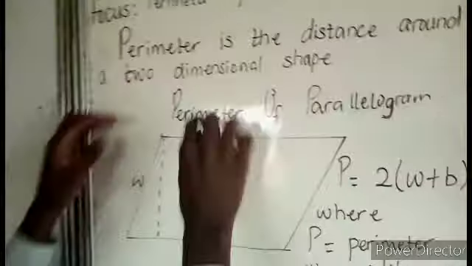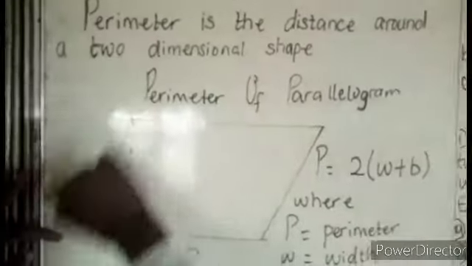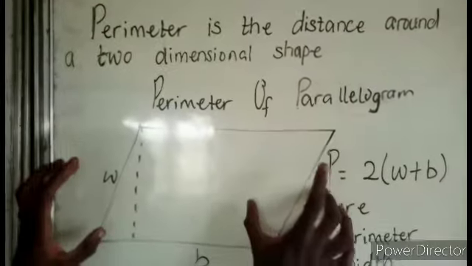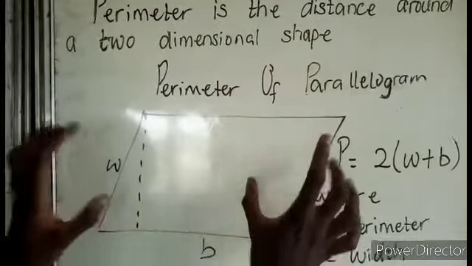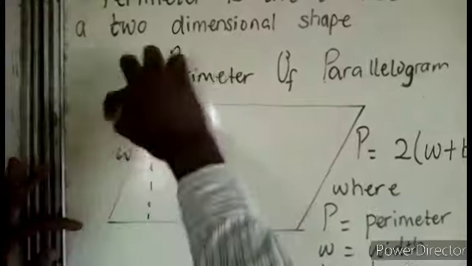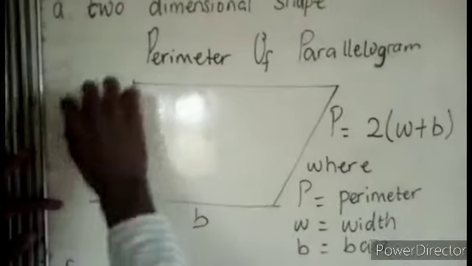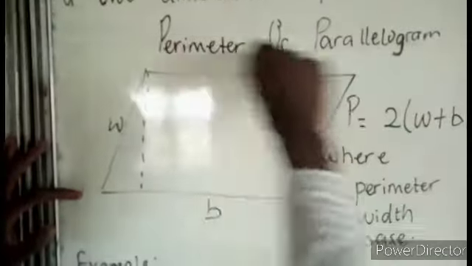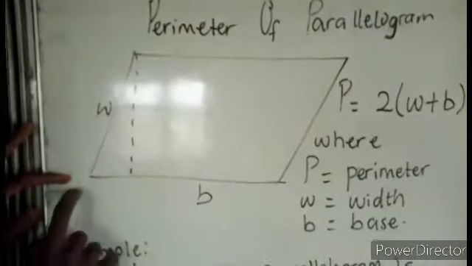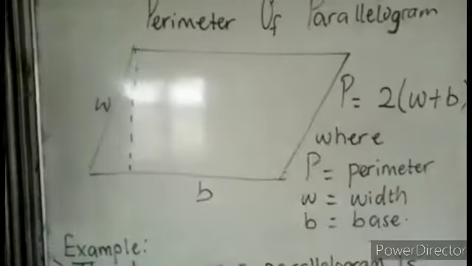So the perimeter means the distance around. Take this parallelogram for instance. The outline around it makes up the perimeter. That is from here to this side, down here, then back to this side. That makes up the perimeter.